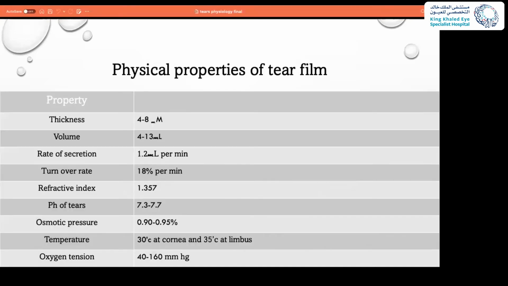These are the physical properties of tear film. You can see that the thickness is around 4 to 8 micrometers. The volume is between 4 to 13 microliters. The rate of secretion is about 1.2 microliters per minute, and it decreases with aging. The turnover rate is 18% per minute. The refractive index is 1.357. The pH of tears is on the alkaline side, 7.3 to 7.7. Osmotic pressure is 0.9%. Temperature is 30 at the cornea and 35 at the limbus. Oxygen tension is 40 to 160.